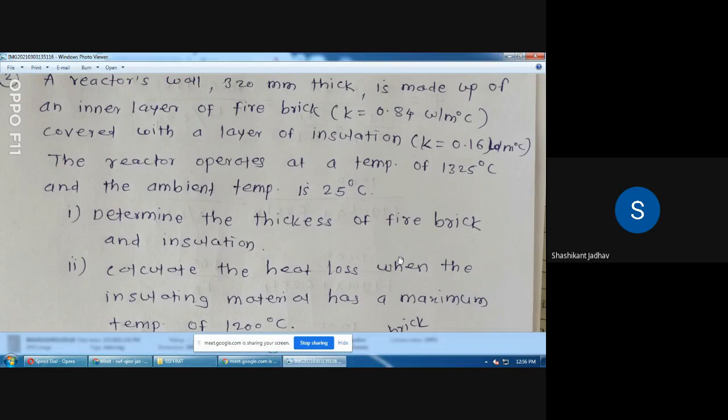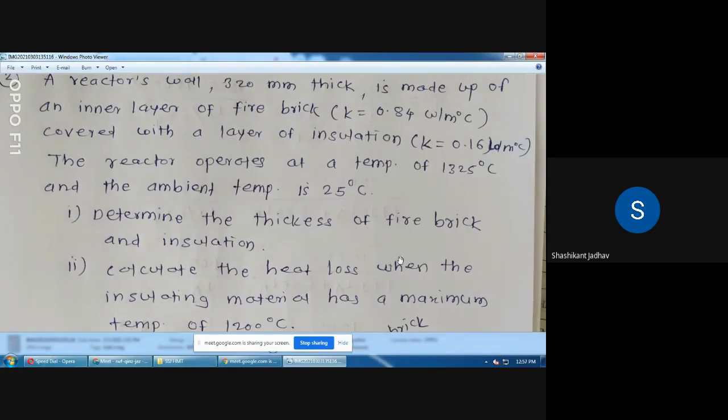The reactor operates at a temperature of 1325 degrees Celsius, and the ambient temperature is 25 degrees Celsius. Full stop.